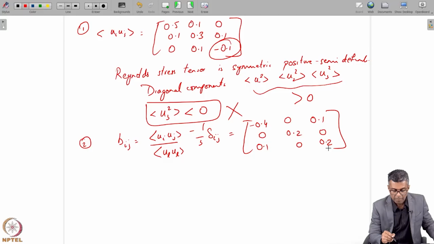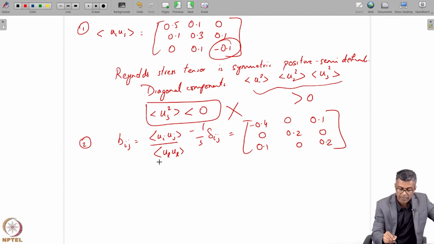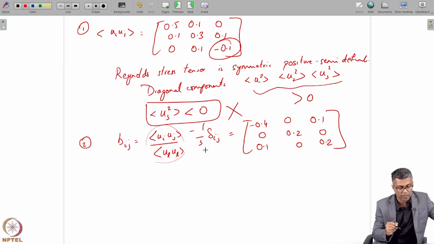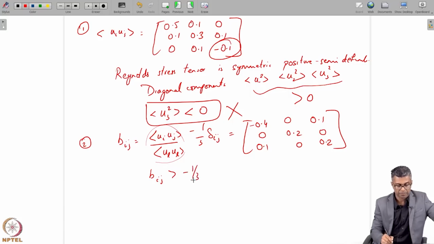What is the minimum value that Bij should have? The minimum value that Bij should have would depend on the fact that this would be 0, right? If that is 0, that is when you have the minimum value. And then the minimum value would be minus 1/3. So Bij has to be greater than minus 1/3.